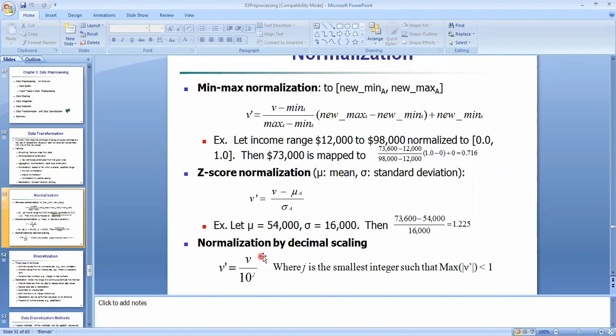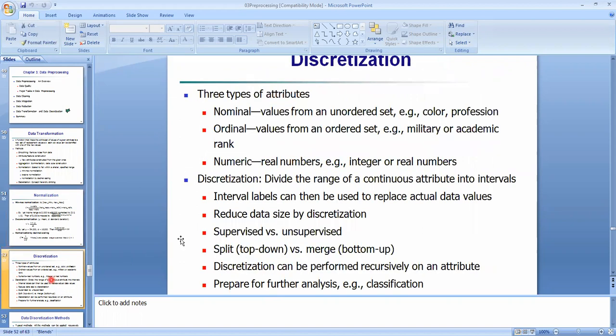So these are the three types of normalization: min-max normalization, z-score normalization, and normalization by decimal scaling. It's a very, very important topic. You have just three formulas. Just put the values in the formula and you will get the answer. Then the next topic is discretization.